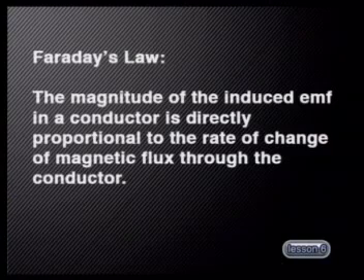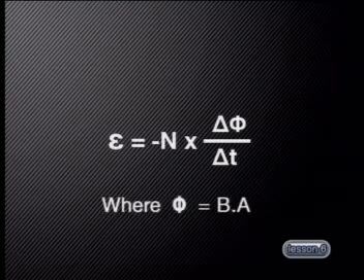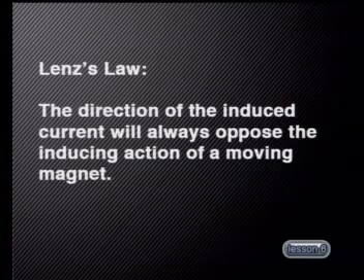We can summarize these findings in Faraday's law, which states the magnitude of the induced EMF is directly proportional to the rate of change of magnetic flux cutting across a conductor. We also showed that Faraday's law can be expressed mathematically as E equals minus N times delta phi over delta t, where phi equals the magnetic flux B times A. Remember, the minus sign indicates that the direction of the induced EMF is opposite to the rate of change of flux, since the induced EMF opposes the change in magnetic flux according to Lenz's law.